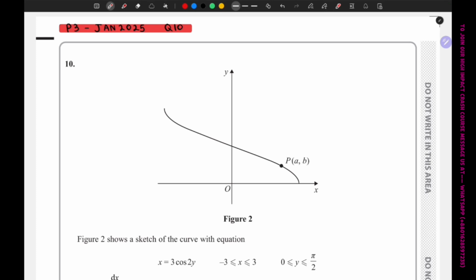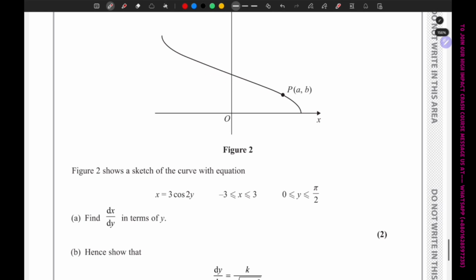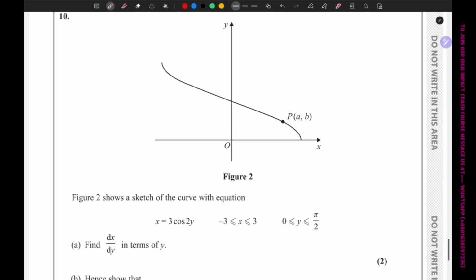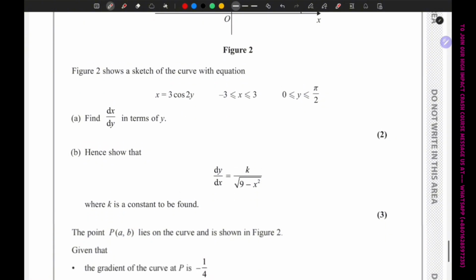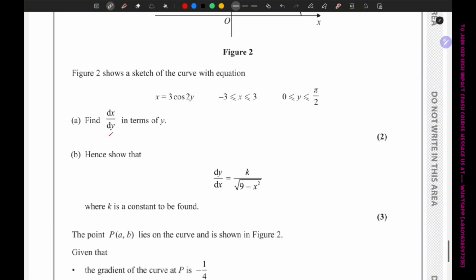So in the previous video we have solved question 9 of P3 January 2025 session. Now let's move on to question 10, which is the last question of this paper. So we have a sketch of a curve with equation x equals 3 cos 2y. Now we need to find dx over dy in terms of y. Okay. So basically we need to differentiate this equation.